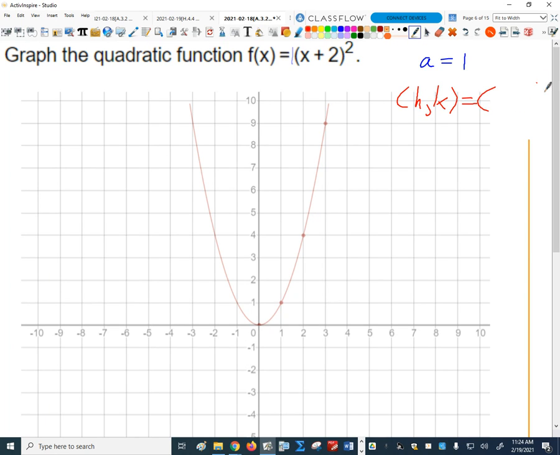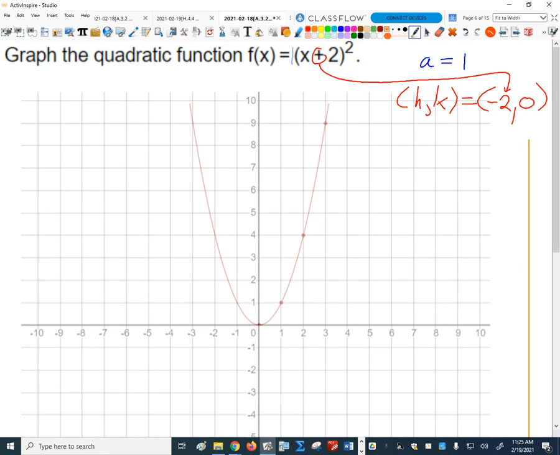How about H and K? Type those in chat for me. Let me get answers from everybody, please. Okay, good. Yeah, -2, 0. So good. We know that we're going to get a -2 here because that's a plus. That's going to be a -2. And then nothing is being added outside the function. So it's -2, 0. Okay, good.